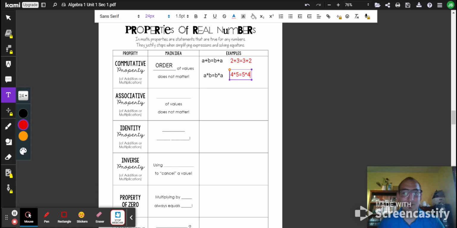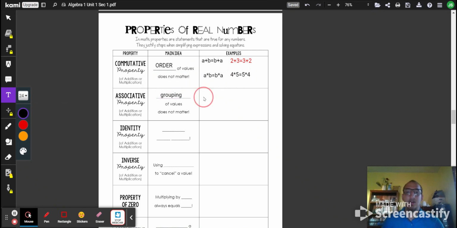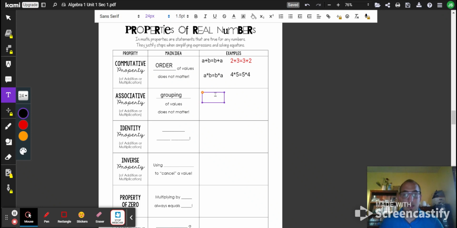That's pretty straightforward. The associative property, again, has an addition and a multiplication version. The associative property means the grouping of values does not matter. So again, let's do two examples. The first example can be addition.